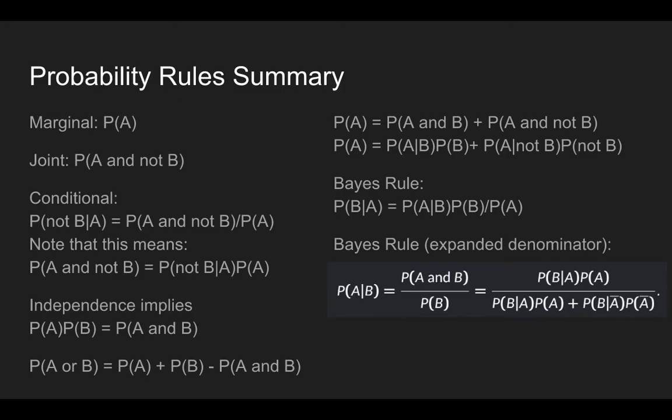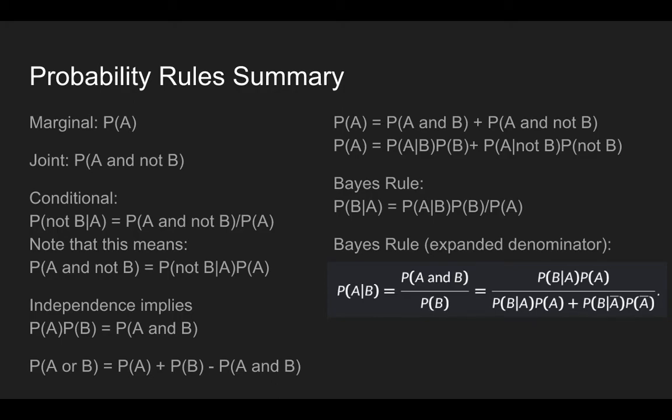I get a lot of questions in office hours about which rule's application can give you the answer. First and foremost, I'd like to note that basically everything you can build with knowing what joint and marginal probabilities are and the definition of conditional probability.